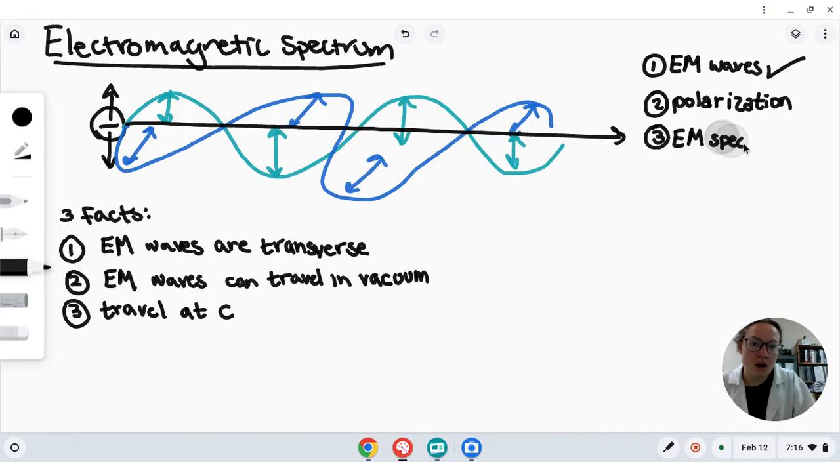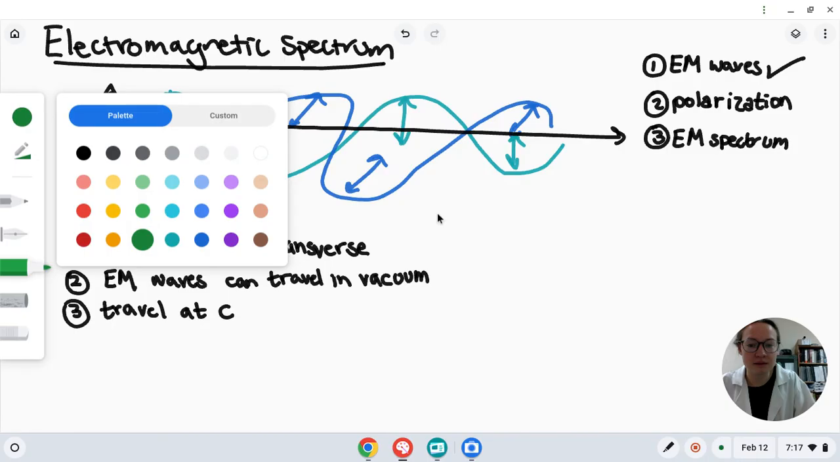We have accomplished the first task. We've talked about what an electromagnetic wave is, and we've talked about 3 facts about electromagnetic waves. Now we're going to talk about polarization, and then finally we'll talk about the electromagnetic spectrum. Let's start by talking about polarization. I'll change up my color here so that you know it's a new topic.